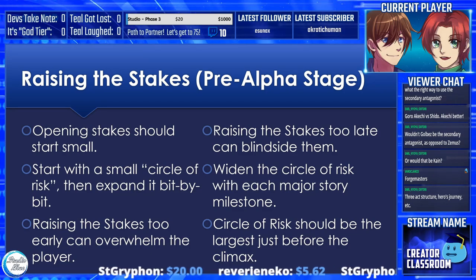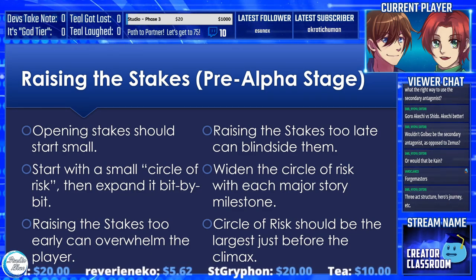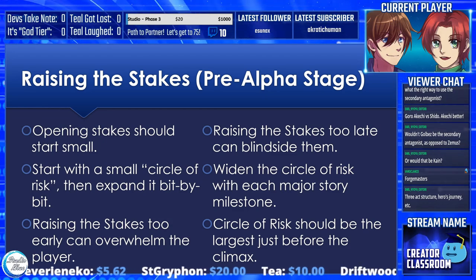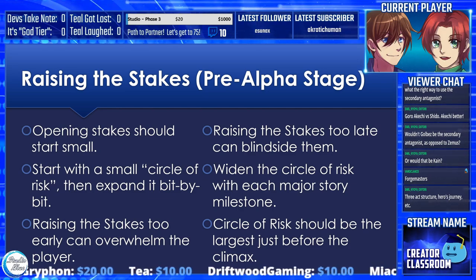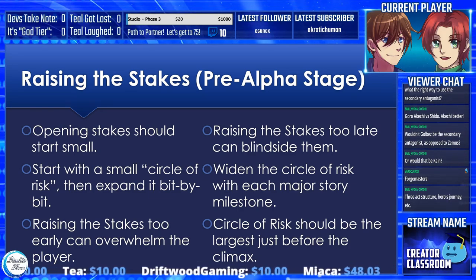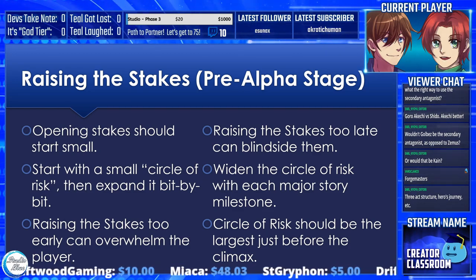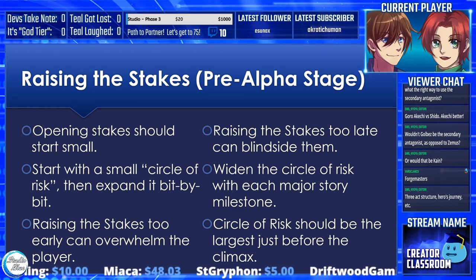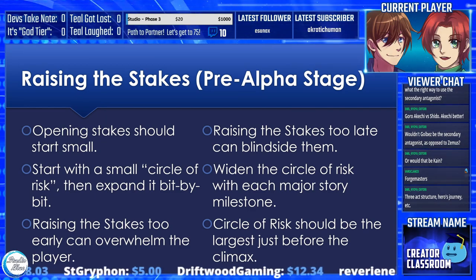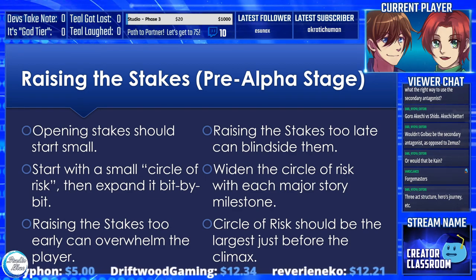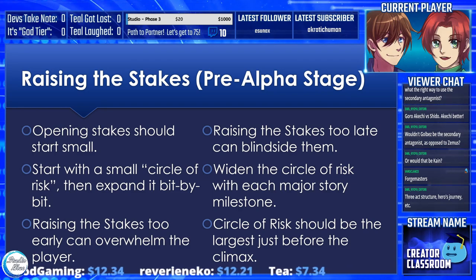Raising the stakes. You want your opening stakes to start off small enough to just encompass the protagonist and any supporting characters nearby. Start your game with a small circle of risk, then expand it bit by bit until it's equal to your scope. Follow your story progression. Raising the stakes too much too early can overwhelm the player, while doing it too little too late cannot be enough, blindsiding them with your information.